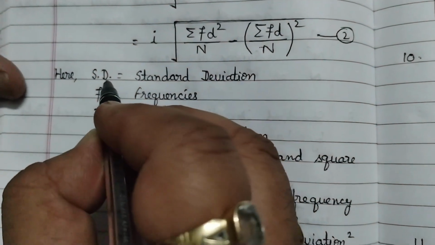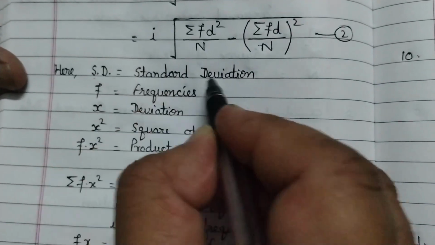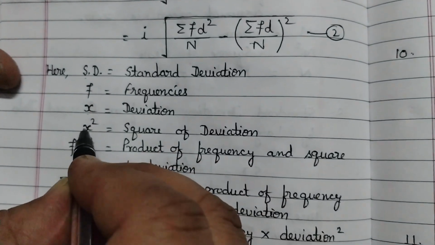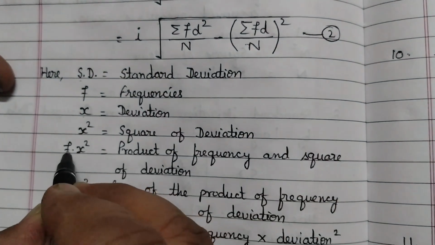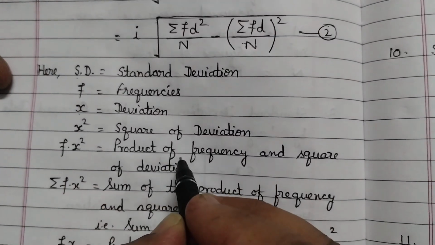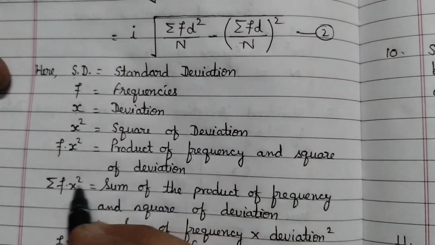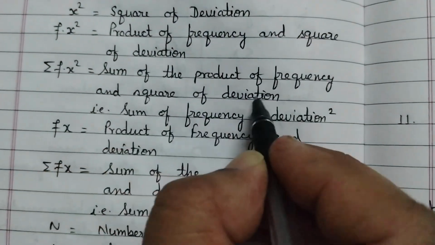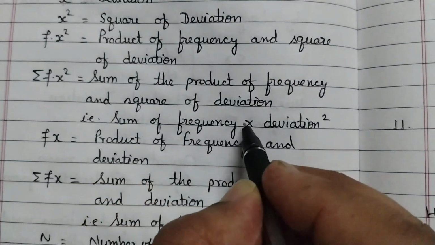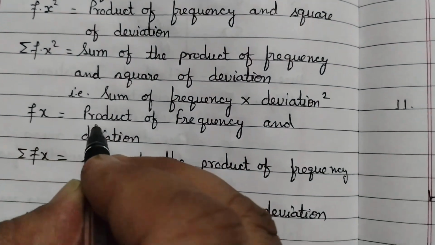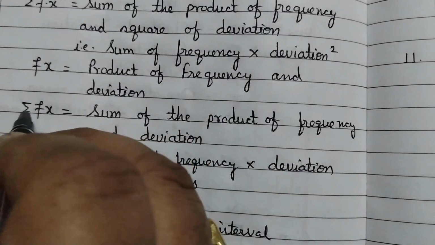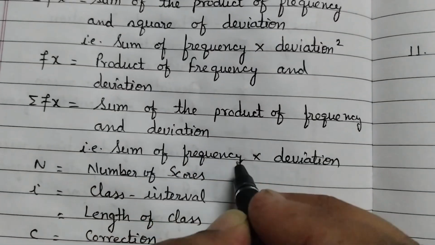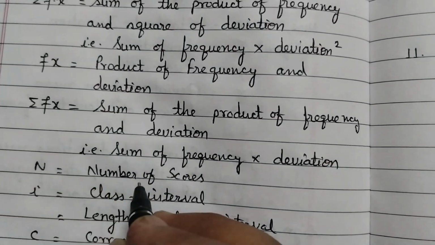Here symbols have meaning as usual. SD is equal to standard deviation, F is called frequencies, X is equal to deviation, X square is known as square of deviation. F dot X square is equal to product of frequency and square of deviation. Summation fx square is equal to sum of the product of frequency and square of deviation. Fx is equal to product of frequency and deviation. Summation fx is equal to sum of the product of frequency and deviation. N is equal to number of scores.